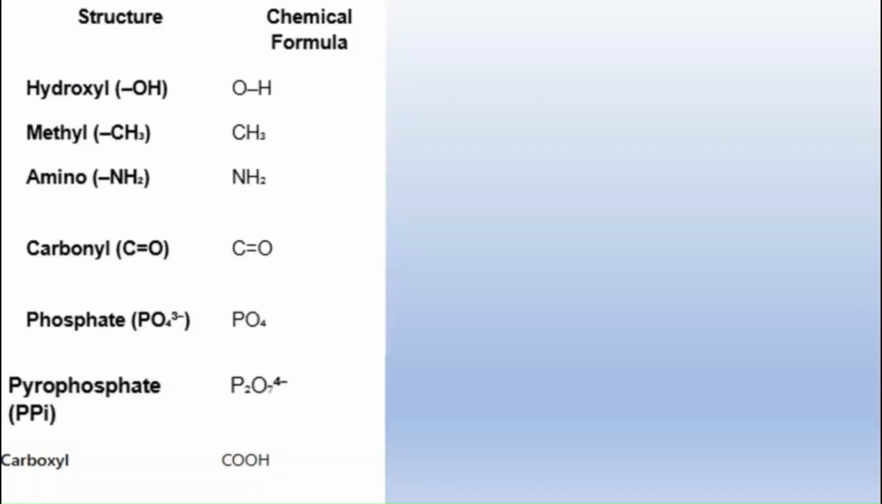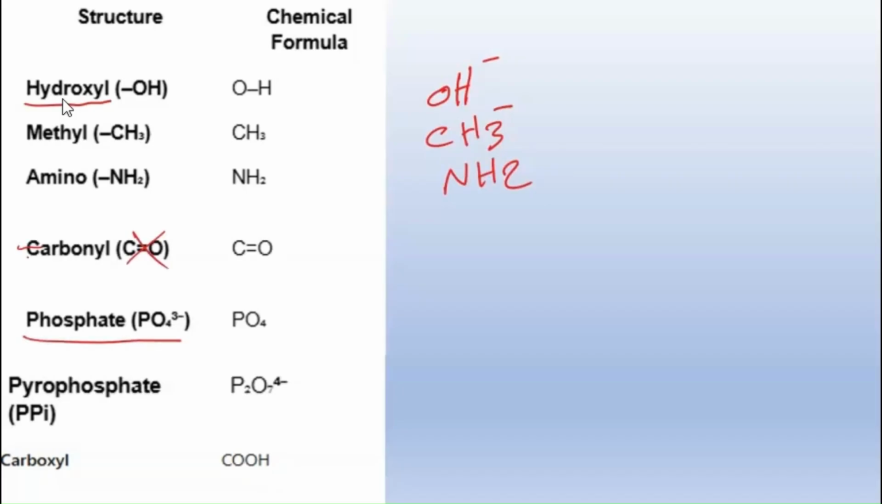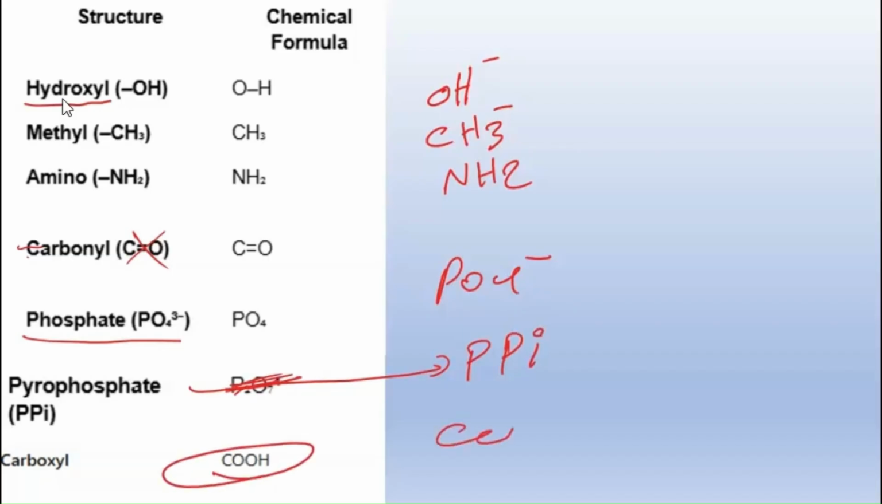Now, don't worry about this page. It's simply the core molecular structures that you must know. You don't have to know the chemical structure, just know the formula for it. For instance, when we say hydroxyl, just know that this is OH. When we say methyl, it's CH3. Amino, for instance, is NH2. Carbonyl, we don't even need to know, but I don't think we're going to talk about it. Phosphate, PO4. Pyrophosphate, let's do it like this. Carboxyl would be something like this, COOH, and that's all. You don't have to memorize these, just get a general idea about them.